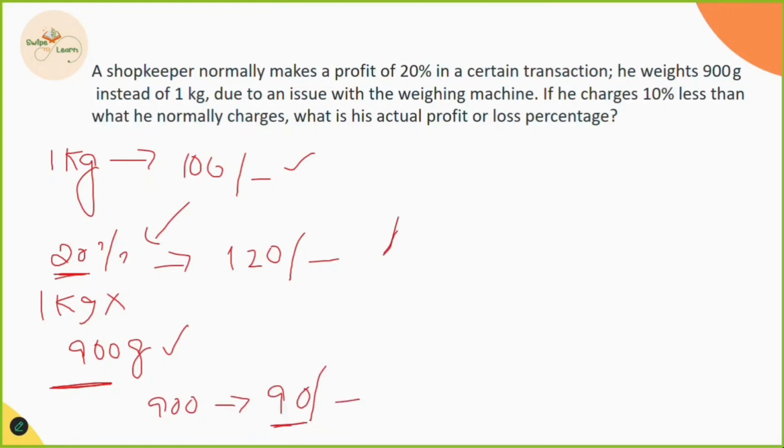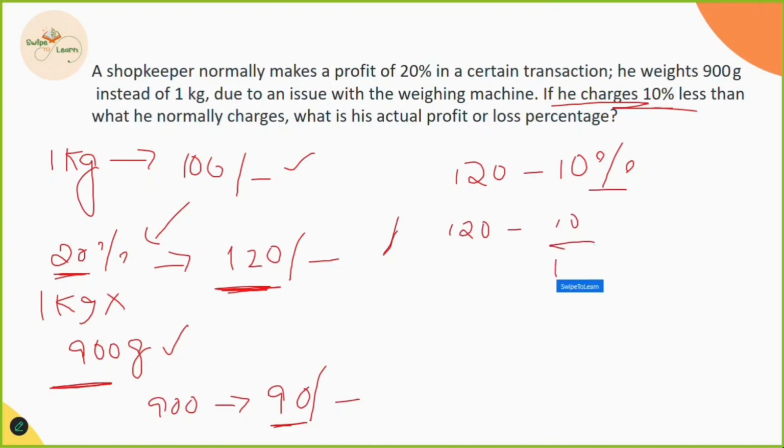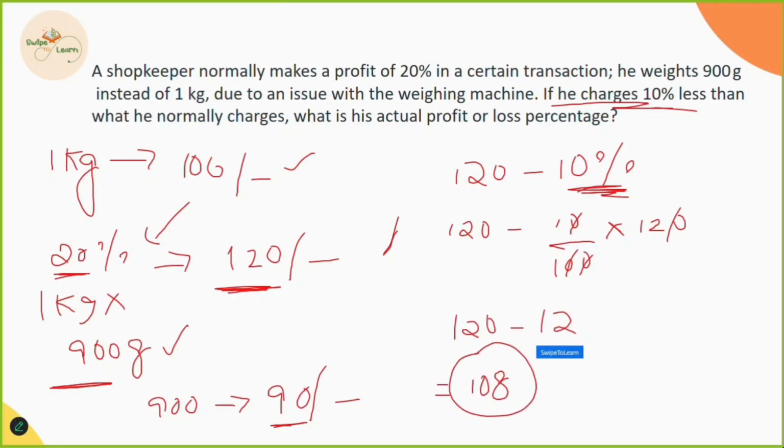120 rupees. Okay, in this 120 also, he charges 10% less. He is charging 10% less from the 120. That means 120 minus 10%. 120 minus 10 gives what? 120 minus 10% means 10 divided by 100 into 120. 10% from what? From 120. So we multiply with 120 rather than 100. So the 0 gets cancelled and this 0 gets cancelled. So that means 120 minus 12, which is 108 rupees. So he is taking 108 rupees only from the customers. He has to take 120 rupees, but he is taking only 108 rupees from the customer.